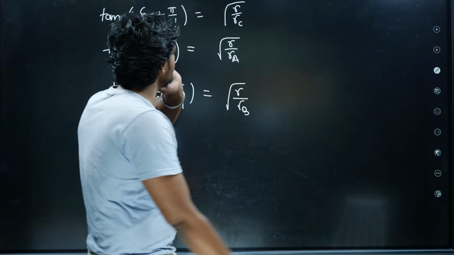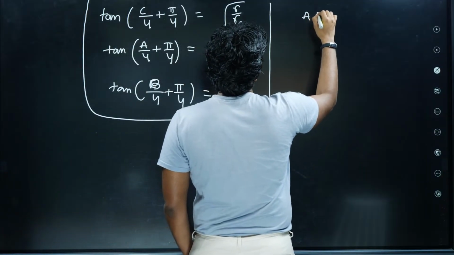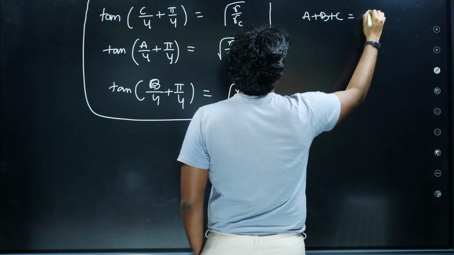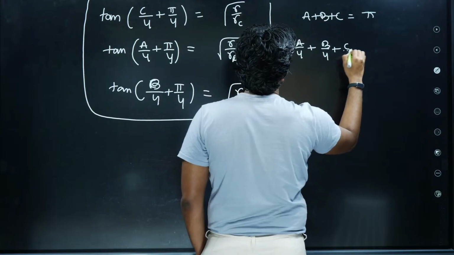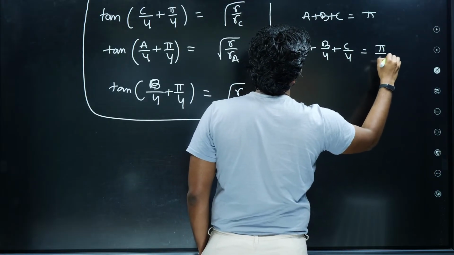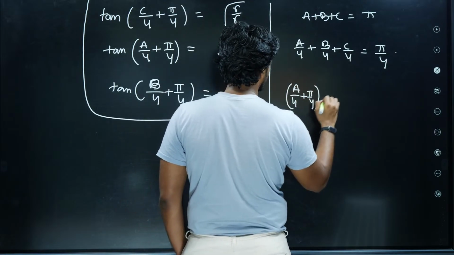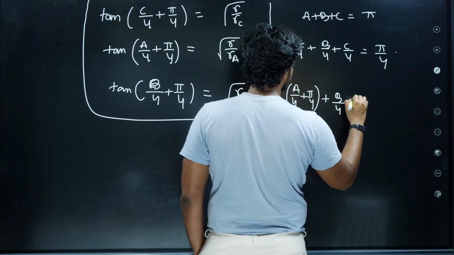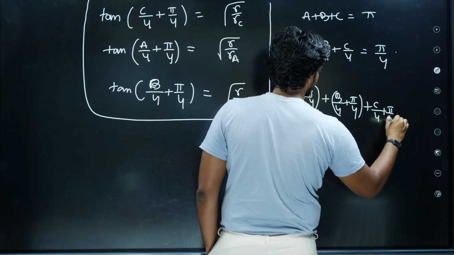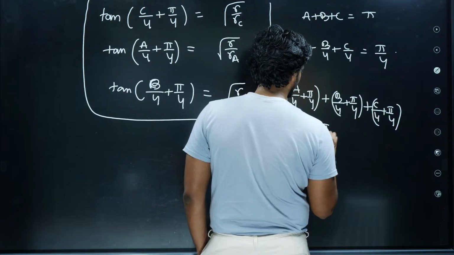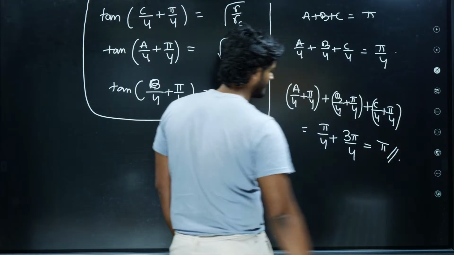So what do we have with A, B and C? A plus B plus C is equal to pi. A by 4 plus B by 4 plus C by 4 is equal to pi by 4. But A by 4 plus pi by 4 plus B by 4 plus pi by 4 plus C by 4 plus pi by 4 is pi by 4 plus 3 pi by 4. That happens to be pi again.